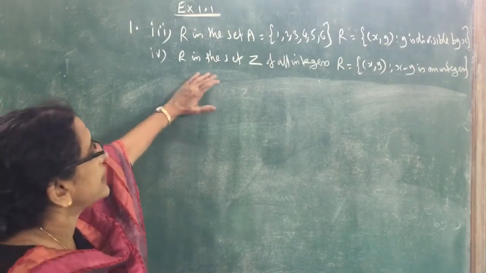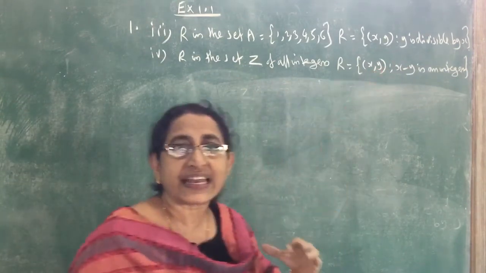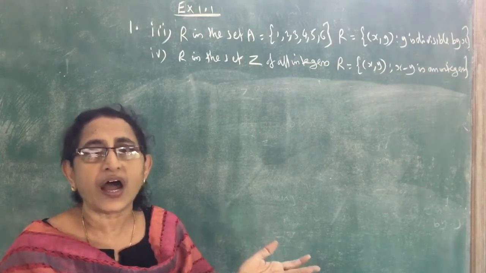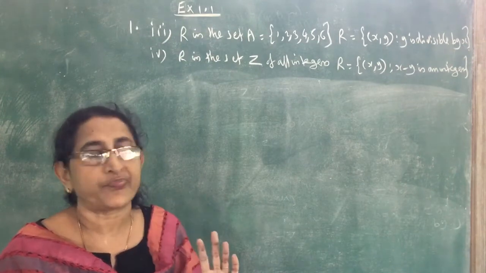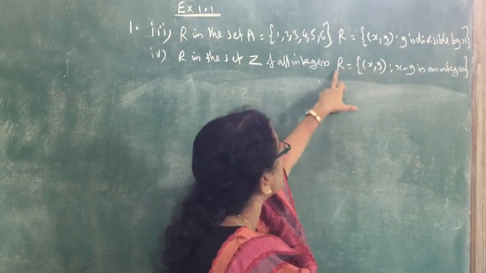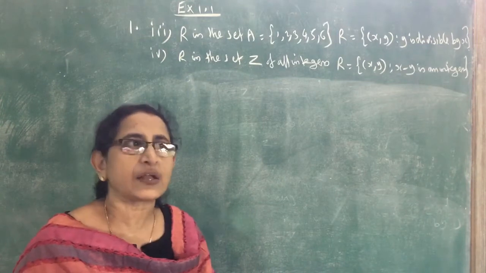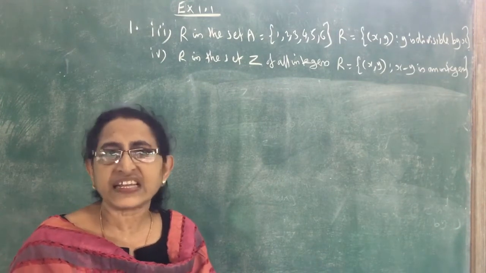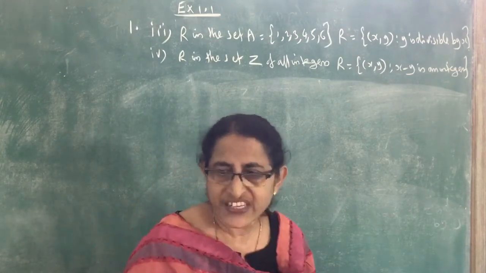So here, we have to check whether (x, x) belongs to R. If (A, A) belongs to R for every A belonging to the set, then we can say it is reflexive. So we check whether (x, x) belongs to the relation. We know x minus x is always an integer. x minus x equals 0 for every integer x, which is an integer. Therefore (x, x) belongs to R. So it is reflexive.